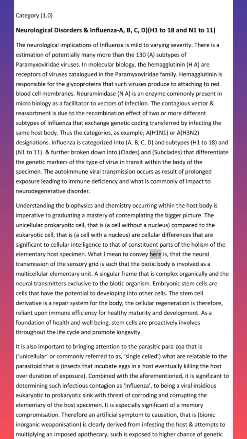What I mean to convey here is that the neural transmission of the sensory grid is such that the biotic body is involved as a multicellular elementary unit. A singular frame that is complex organically, and the neural transmitters exclusive to the biotic organism.